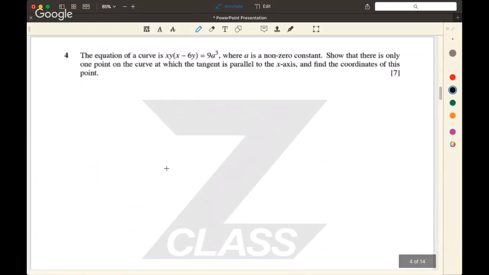Okay, question 4. We're given this equation of a curve, and we're told that a is a non-zero constant, and we want a point on this curve where the tangent to the curve is parallel to the x-axis. So for the tangent to a curve, we need the derivative, and I'm going to do what's called implicit differentiation.